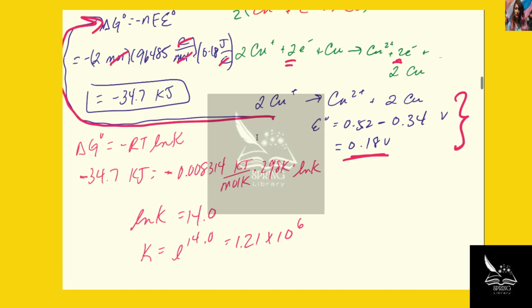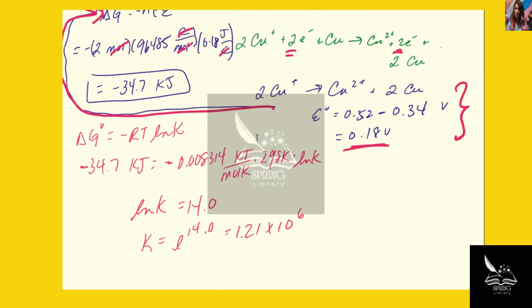Now to calculate K, we can use delta G equals negative RT ln K. We plug in the numbers and we end up with ln K being equal to 14. Take e, raise it to both sides, cancel out that natural log, and we're left with 1.21 times 10 to the 6.